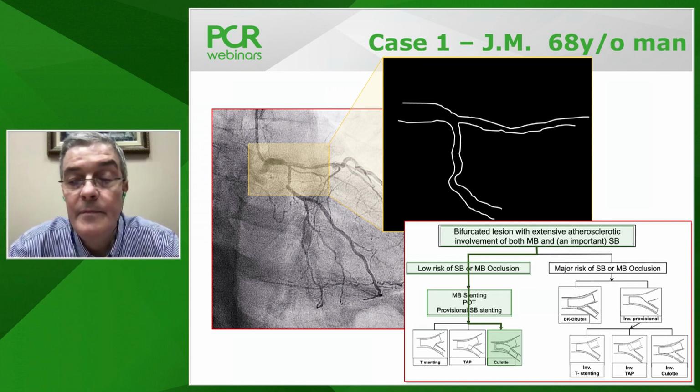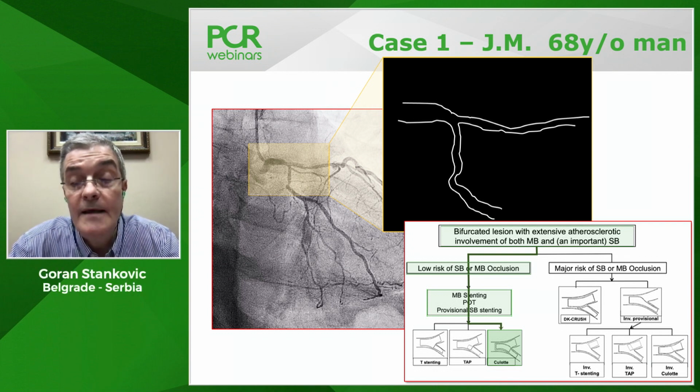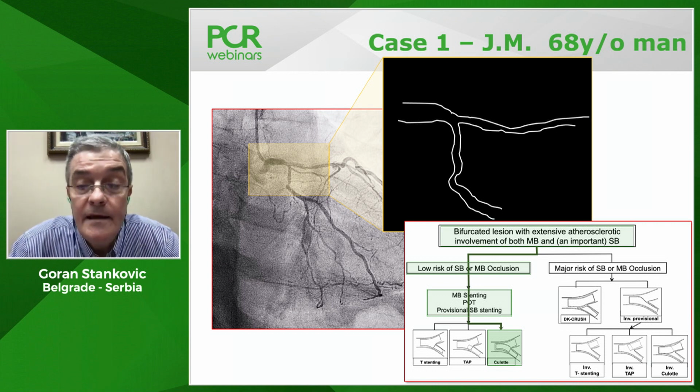Yeah, if I can interrupt you, I completely agree with the estimation that because of the almost 90 degree angle and not so severe lesion at the ostium of the circ, my strategy would be more or less similar: stenting left main towards the LAD, then optimizing the result and performing kissing in such a large circumflex, and then evaluate.